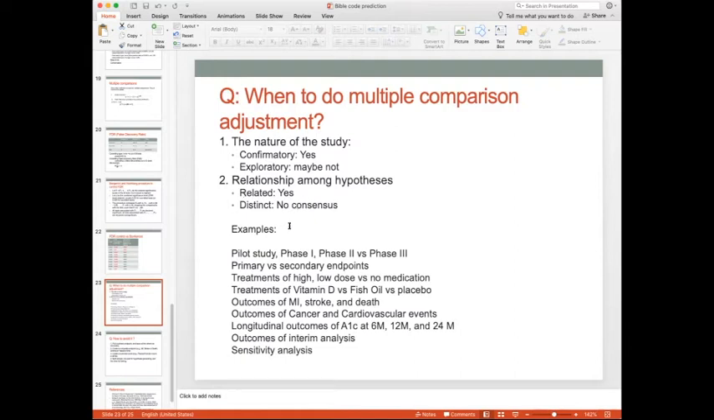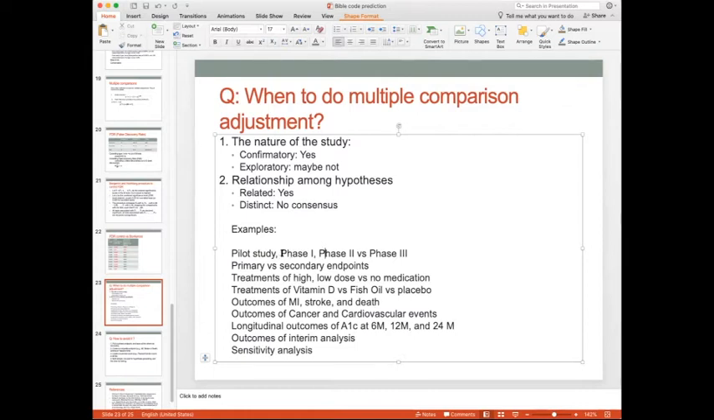Let's look at some examples. For example, if your study is a pilot study, phase 1 study, or phase 2 study, we probably consider them exploratory studies, so you probably don't need to control for multiple comparison. However, if it's a phase 3 study, so pilot study, I think people understand.